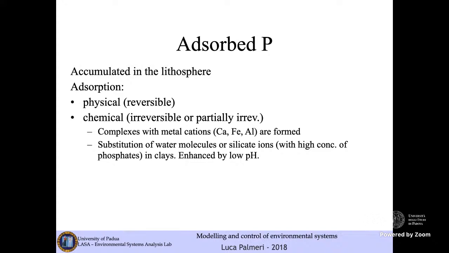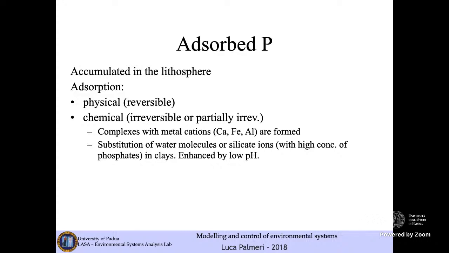Adsorbed phosphorus is accumulating in the lithosphere through suspended transport, through solid transport. The process is adsorption. It is a physically reversible process, but it is not chemically reversible, or it is just partially reversible, because you may recall that adsorption is the process of movement of dissolved substances from the water column into the solid parts of the suspended solid. And this process is only partly reversible.